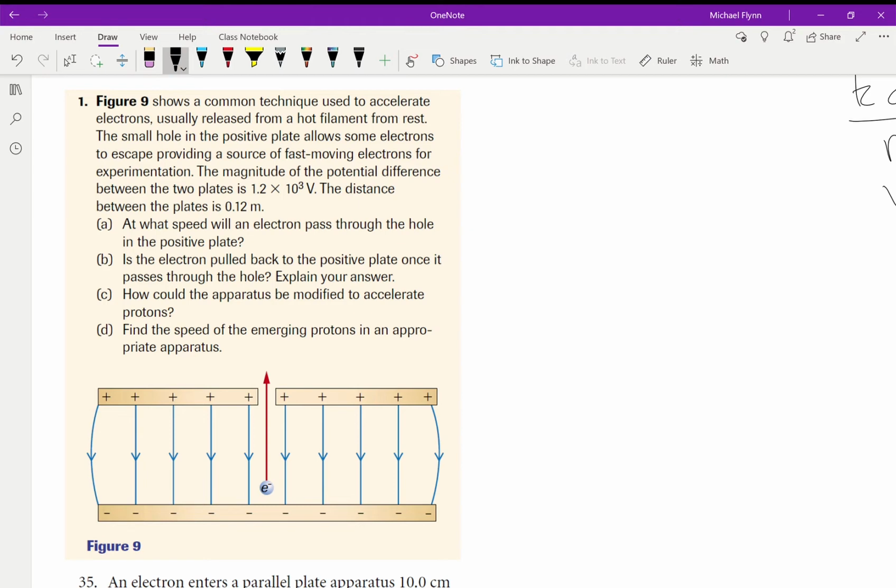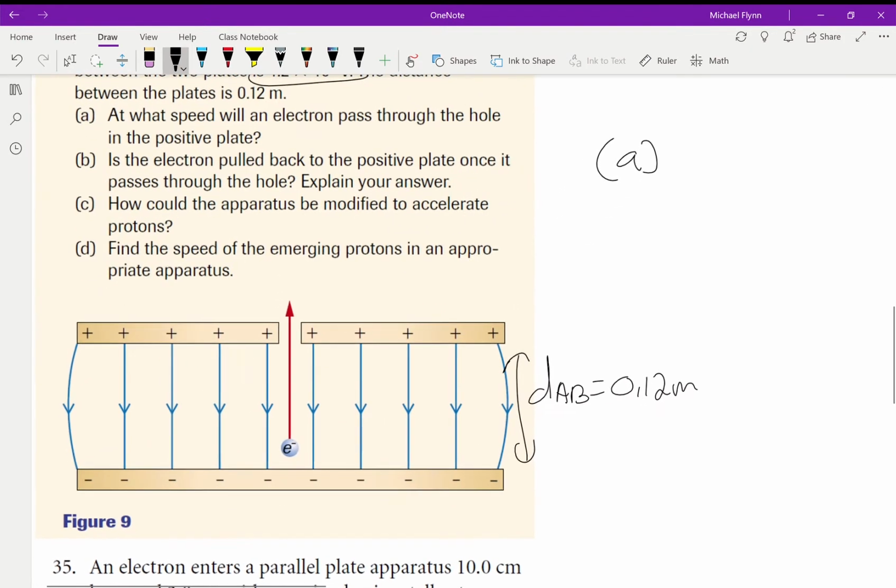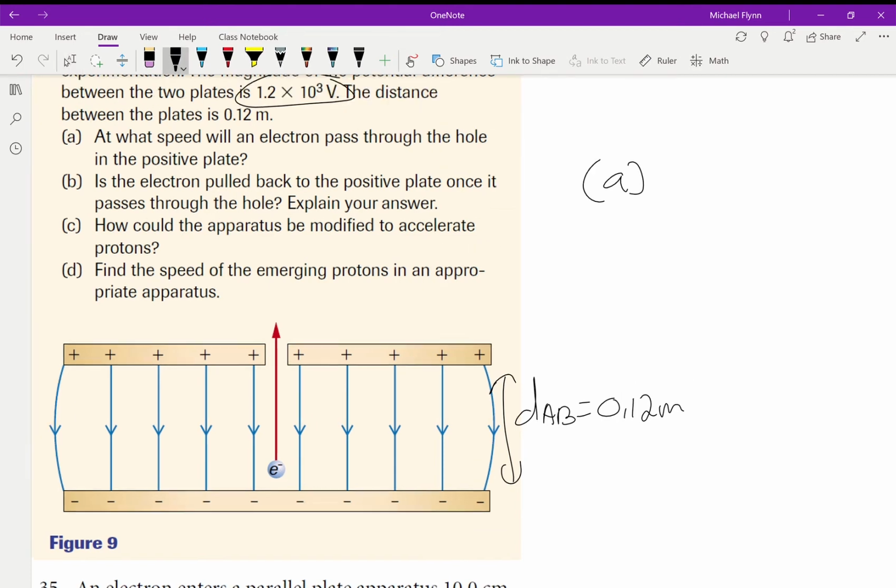Anyway, the magnitude of the potential difference, which is voltage, is 1200 volts. The distance between the plates is 0.12 meters, so that's this distance here, DAB, equals 0.12 meters. It turns out we don't need that number, because they give us the voltage. As soon as you give us the voltage, you're making this question very easy. So question A: electrons, here we see our electron is shooting out, and there's a hole in the positive plate. It says, what speed does the electron pass through the hole?